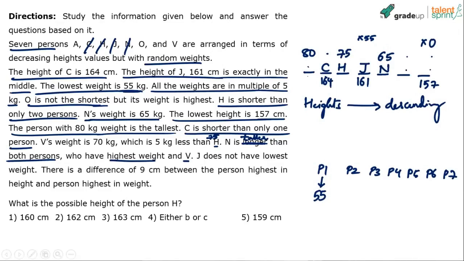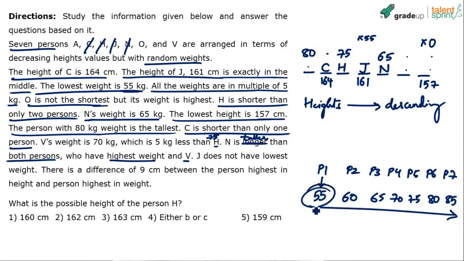Now, all the weights are multiples of 5. That is one more point given to us. So the lowest is 55. If P1 to P7 are in ascending order of weight, the next should be at least 60, then 65, 70, 75, 80, 85. Even with consecutive multiples of 5 starting from 55, the order is 55, 60, 65, 70, 75, 80, 85. Which means the person with the highest weight should have at least 85 kg.